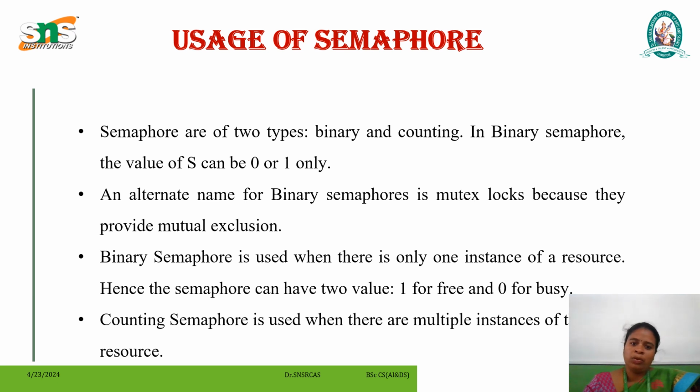Counting semaphore is used when there are multiple instances of the same resource. For example, there are 5 printers. This means there are 5 instances of the resource, printer. Now 5 processes can simultaneously print. So the initial value of the semaphore variable should be 5, that is equal to the number of instances available.